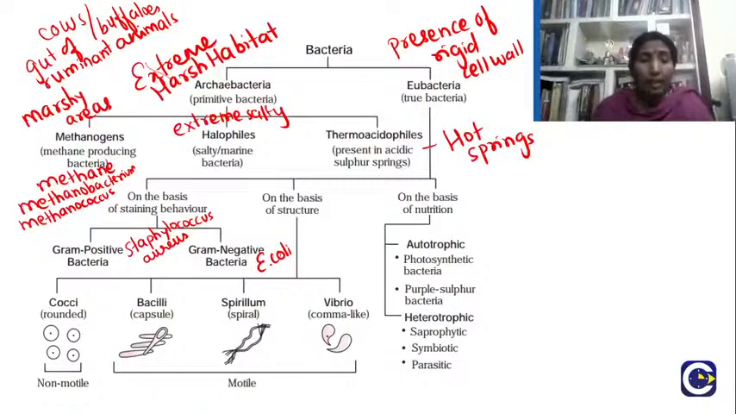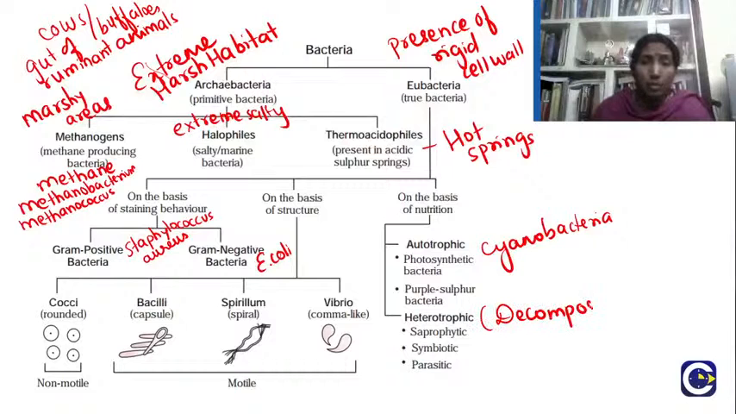Then on the basis of nutrition, they can be either autotrophic or heterotrophic. In autotrophic, we have the photosynthetic autotrophs, like cyanobacteria, or the purple sulfur bacteria. Or they can be heterotrophic, that is saprophytic. They are very abundant, and they are the most important decomposers.